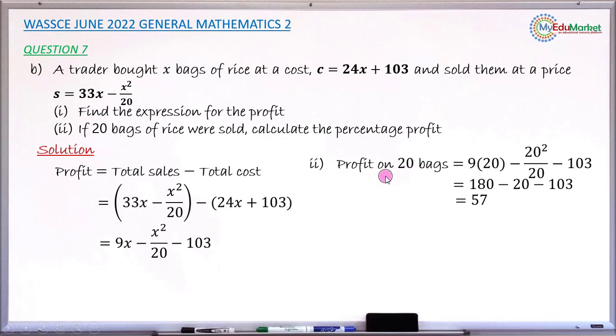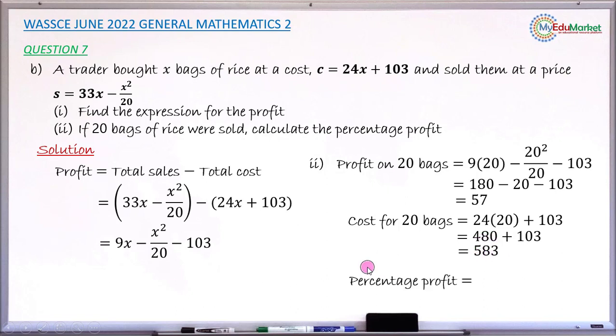So next is to get the cost of those 20 bags. This is the expression for the cost, that is the equation for the cost. So you now replace the x by 20. That will give you the total cost of 20 bags. So the cost of 20 bags is going to be 24 multiplied by 20 plus 130. 24 multiplied by 20 gives 480, then plus 130. And adding this correctly gives the answer 610. This is the cost of the 20 bags.